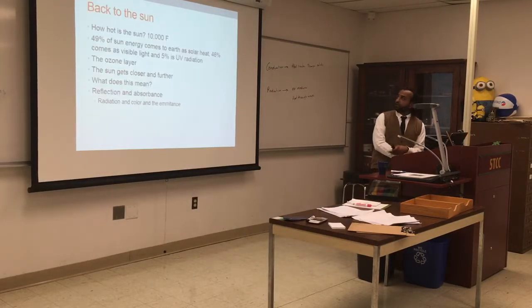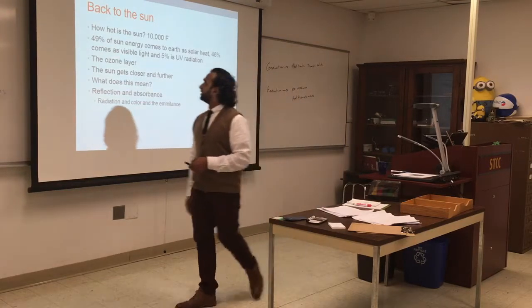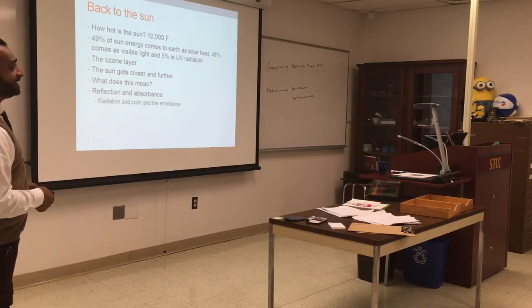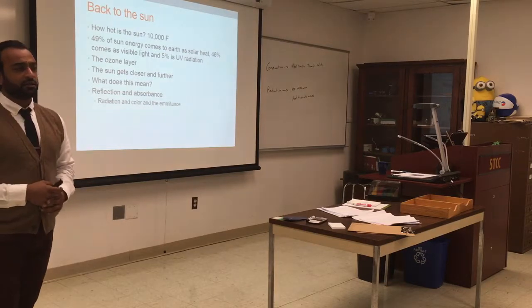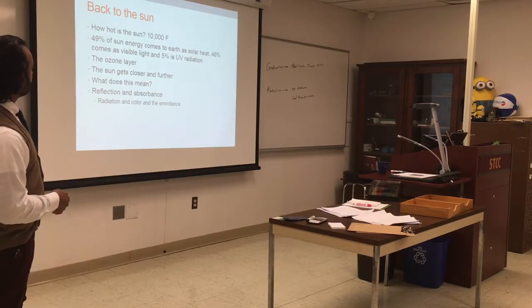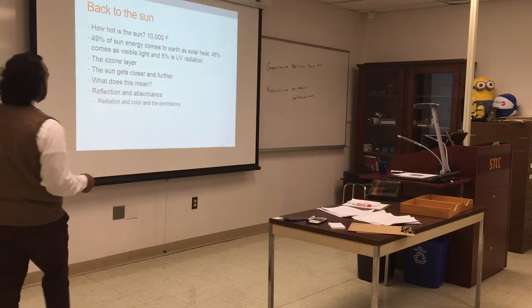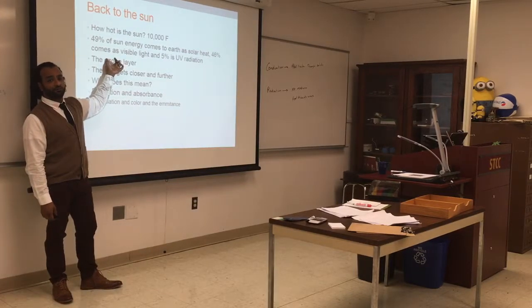Okay. So going back to the sun, how hot is the sun? Around 10,000 degrees Fahrenheit, even more. 49% of the sun's energy comes to Earth as heat, and 46% comes as visible light, and 5% is UV radiation. So if you think about it, the visible light is only 46%. That's what we're using for photovoltaic panels.